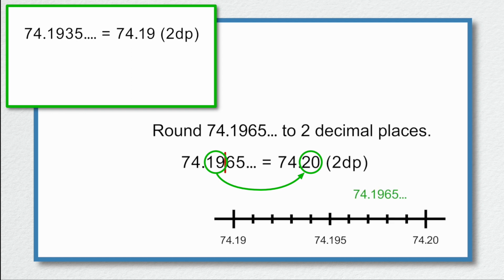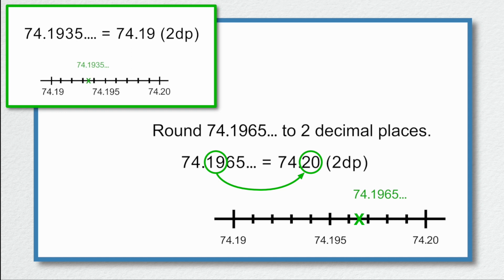Let's look at this on a number line. Are we rounding this number down to 74.19? Remember, we are dealing with 2 decimal places. So do we round this number down to 74.19, or do we round this number up to 74.20? And the midway point is 74.195. And this is where 74.1965, etc. would fit on that number line. We can see that it is closer to 74.20 than it is to 74.19.